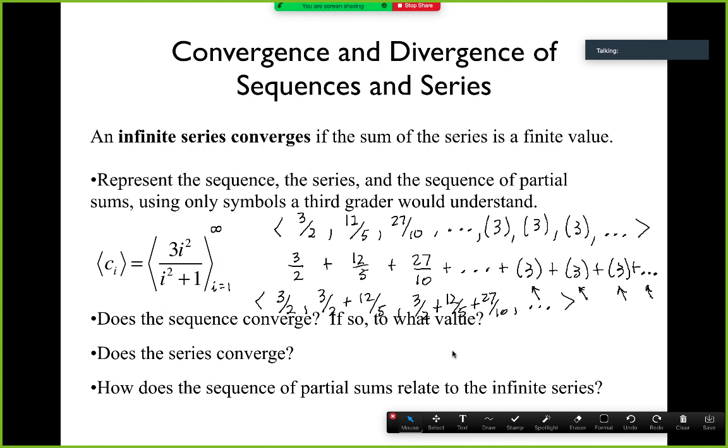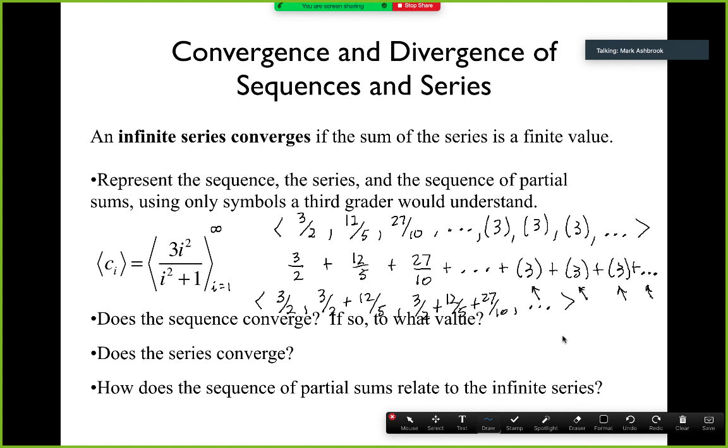How does the sequence of partial sums relate to the infinite series? We asked this question before. We never really answered it fully. Now it's time to answer it. So what is the sequence of partial sums? Every time we take the next term in the sequence of partial sums, we add on one more term of the series.